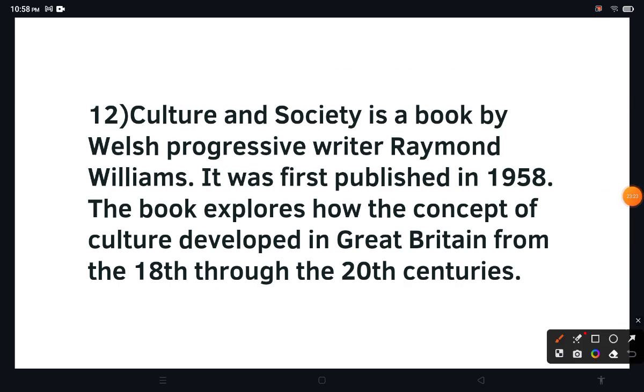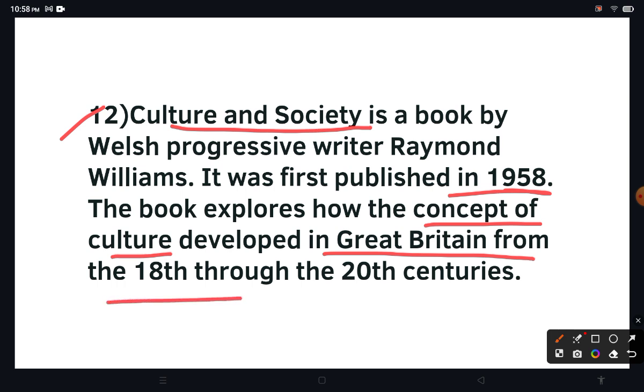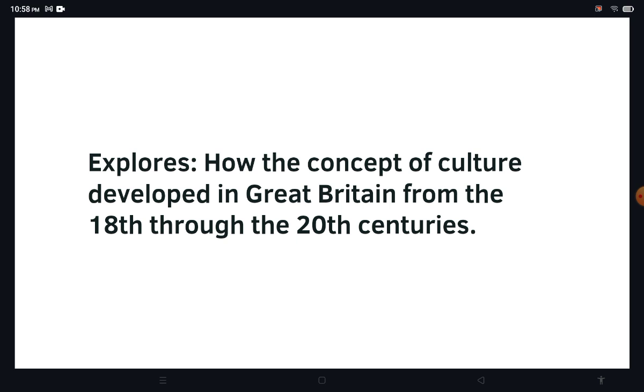Then in our 12th point, let's know about Culture and Society. It's a book by Welsh progressive writer Raymond Williams, published in 1958. The book explores how the concept of culture developed in Great Britain from the 18th century through the 20th century.